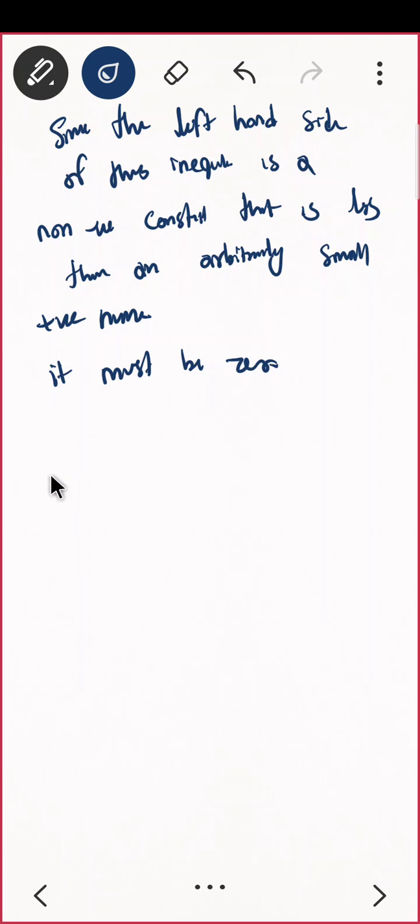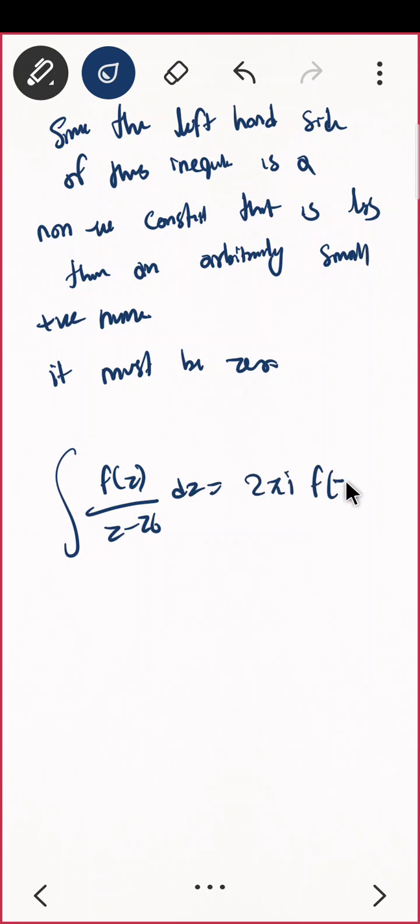Hence what will you get? That is the integral of f of z upon z minus z naught dz, that will be equal to what? 2 pi i f of z naught. Hence proof over C. Hence proved, correct?